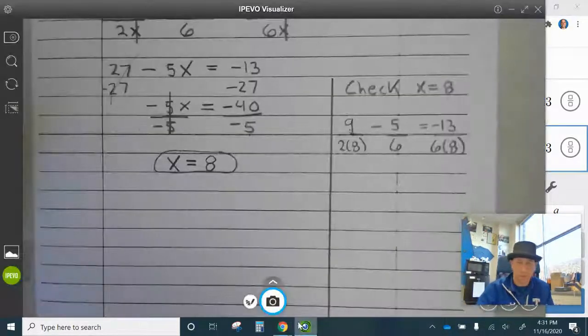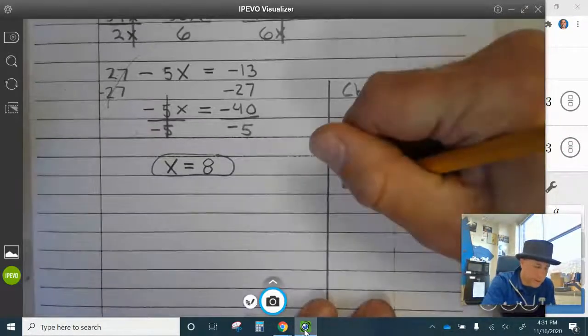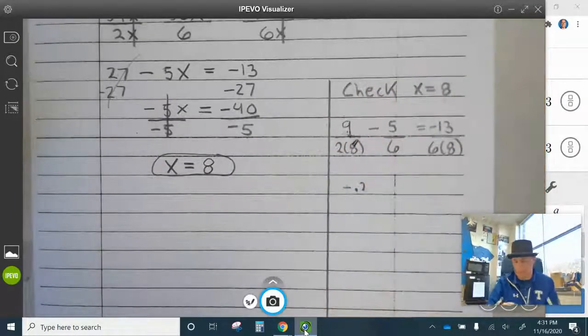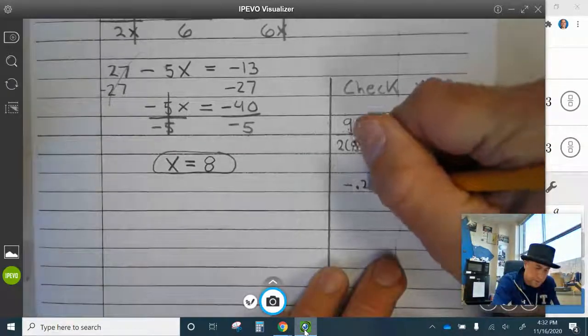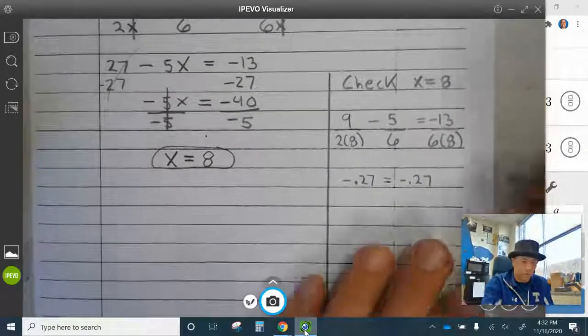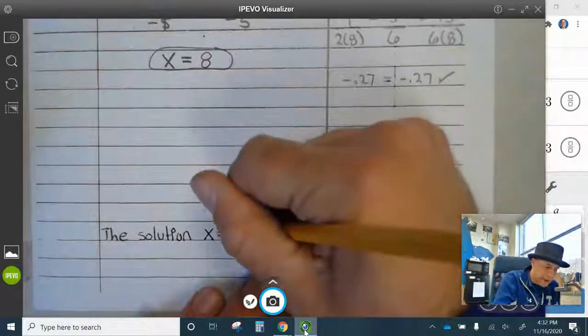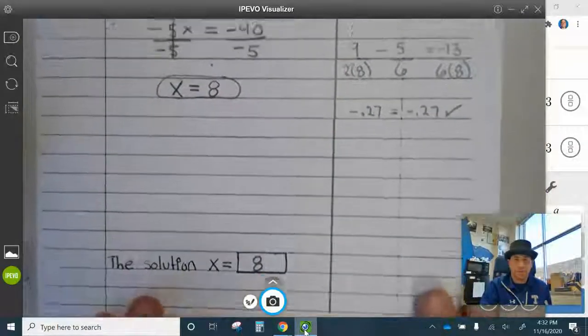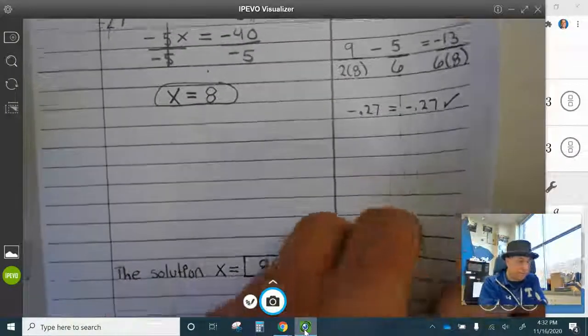So back here, negative 0.27 is equal to negative 0.27. So since this checks, we can say that x equals 8 is our solution. All right, so go ahead and finish up example 3.